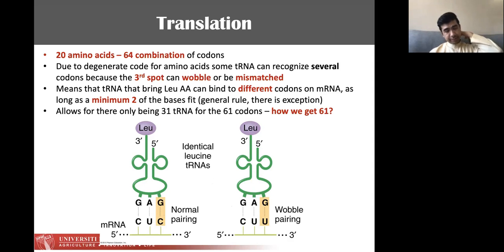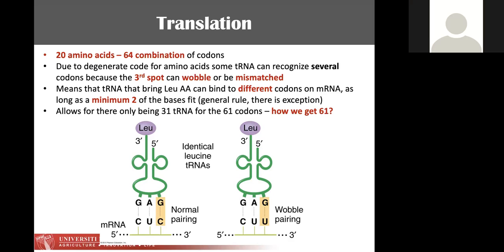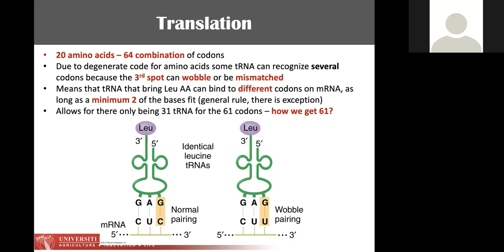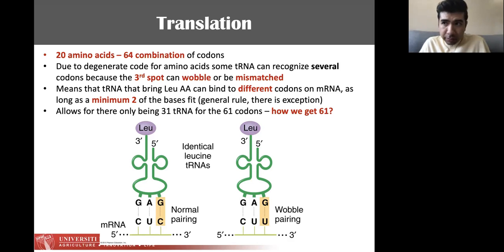Any idea? Is it as the release factor? No, not really. The release factor is for the 61 codons. My question is, why does the wobbling or mismatch exist in terms of translation?